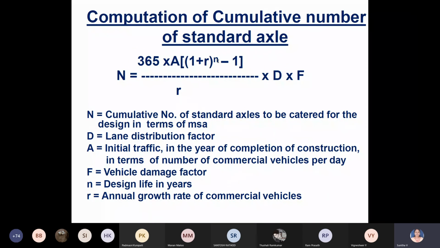I'll explain this next class. This is the formula which you have to use to find the cumulative number of standard axles. From the initial traffic, the lane distribution factor, vehicle damage factor, design life, and annual growth rate, you can find the number of cumulative standard axles. Million standard axles can be found from this, and for your further design, for the fatigue or rutting model, you have to use this traffic.